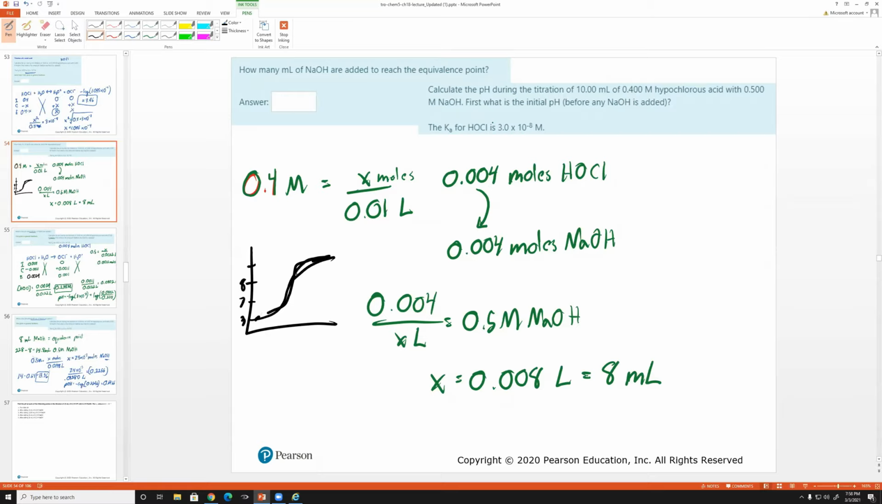Okay, so how do we figure this out? What we can do is use our molar amounts, and we can say that, here's what we'll do. We'll erase this.